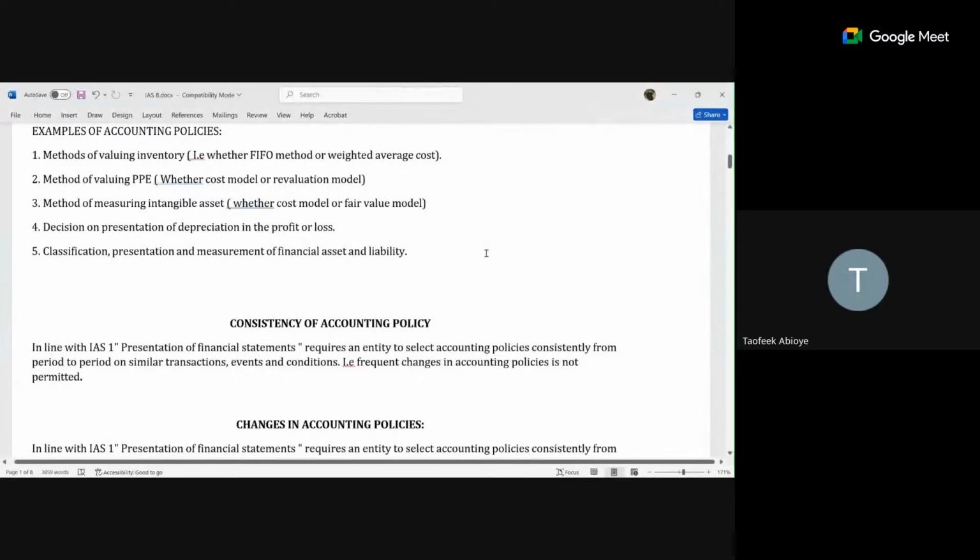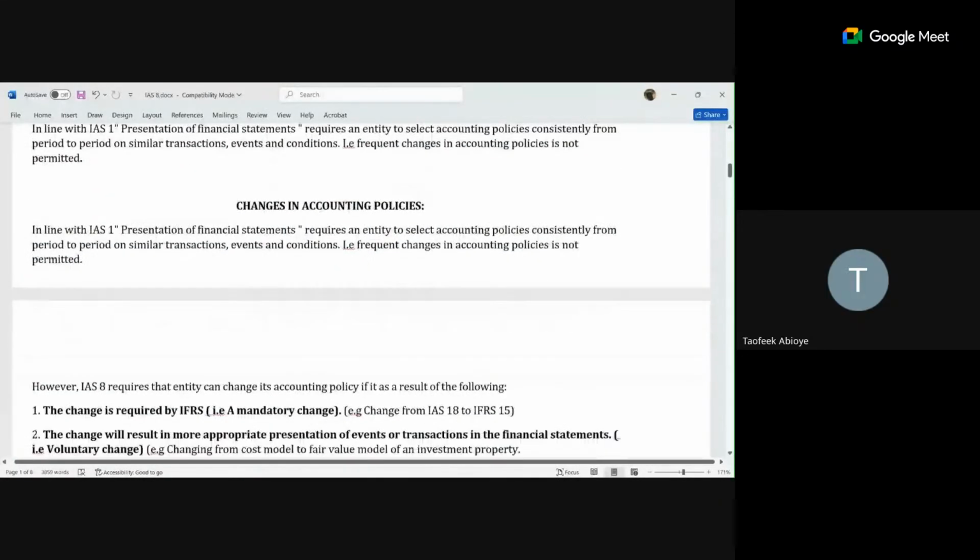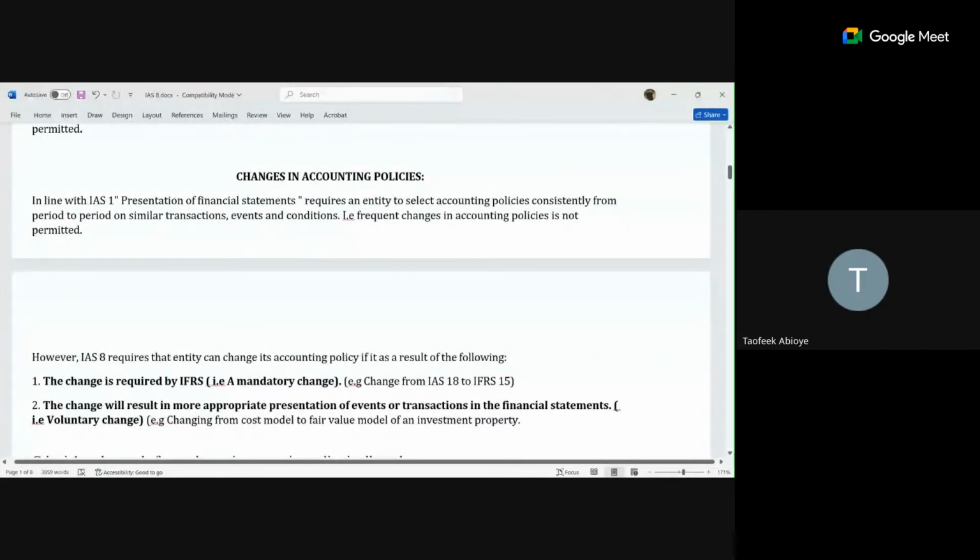So there must be consistency in the application of the policy the organization is going to adopt. You can't just say, okay, you adopt this one today, I want to change it tomorrow. It's not possible. You can't do it that way. We also have changes in accounting policy. In line with IAS 1, Presentation of Financial Statements requires an entity to select accounting policy consistently from period to period for similar transactions and conditions.